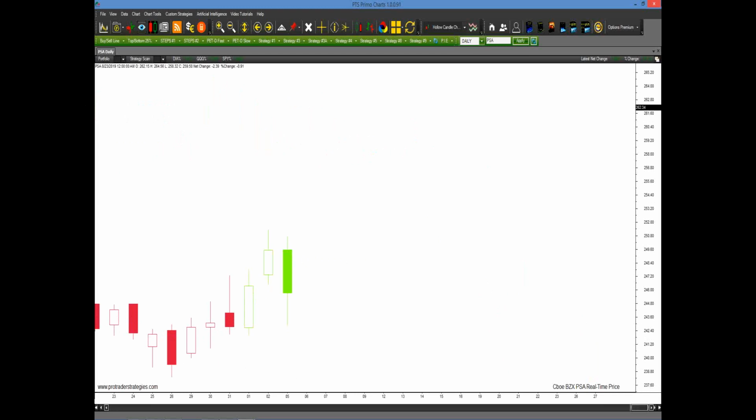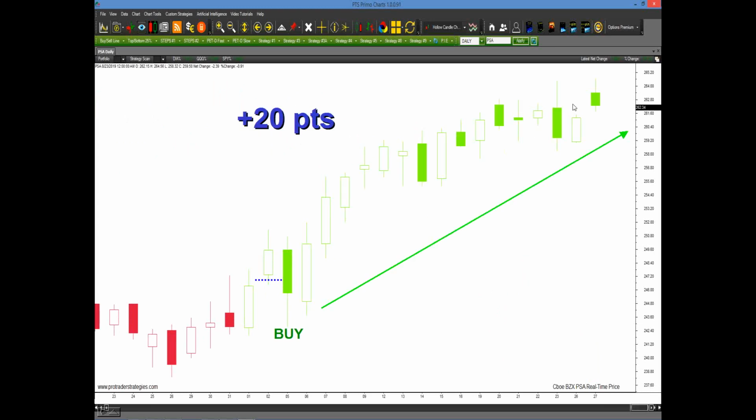So now it's telling us that most likely there's an uptrend in place. And what do we have here? We have a bar, low, and then we have it closing below its low. So this is a buy setup, all right? If you would have bought PSA in the next couple of weeks, 2 to 3 weeks, 20 points to the upside.